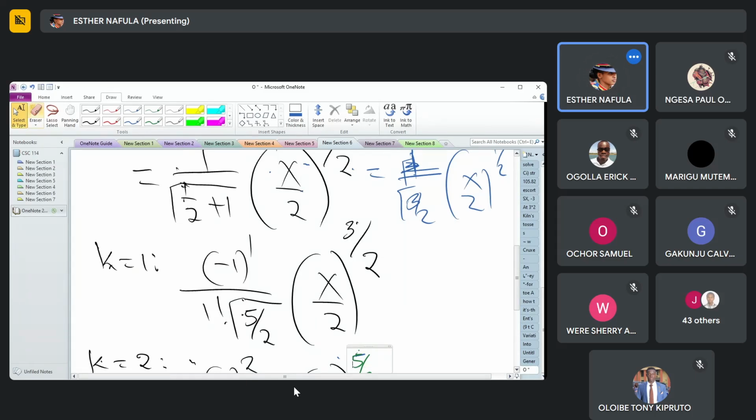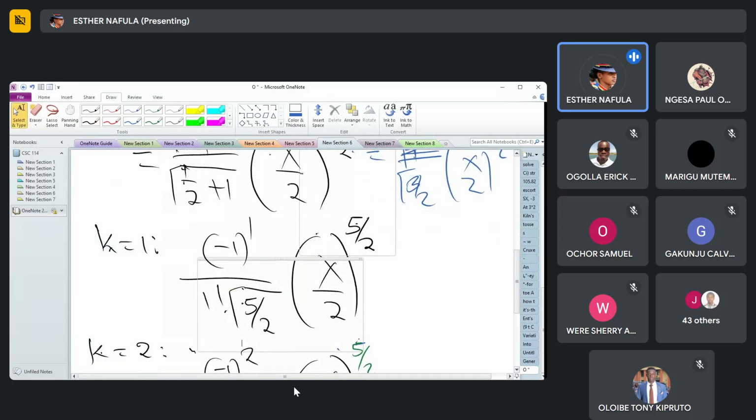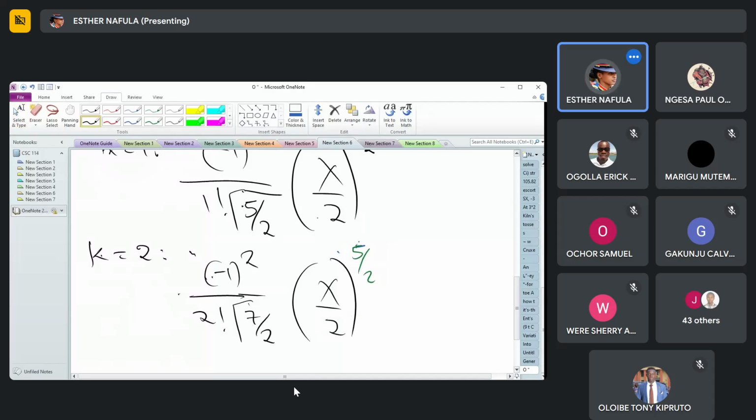Paul, are you able to see that? Yes, yes. Supposed to be 5 over 2 here. For k is 2, 2 times 2 plus a half is 9 over 2. So for k equals 2 this is supposed to be 9 over 2. I think we can now list down the first few terms.